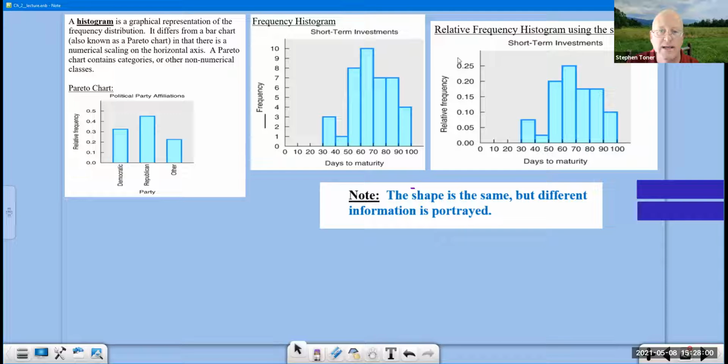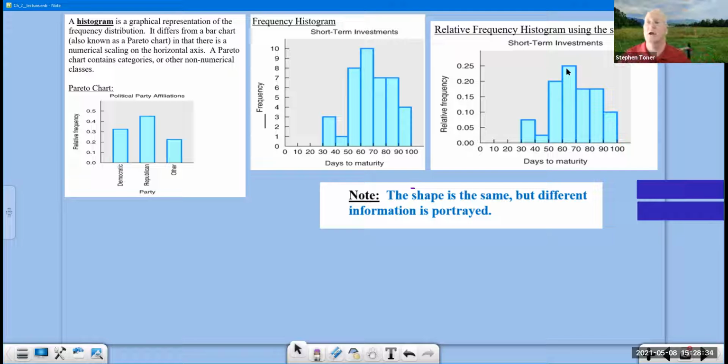Whereas over at the right, instead of telling you there were 10 values, a frequency of 10 in that tallest bar, we only know that 25% of the values fell in that category. We don't know if that's 25% of 20 data values. We don't know if it's 25% of 4,500 data values. That way we cannot go back and recreate the data set. We only have percentages falling into different categories.